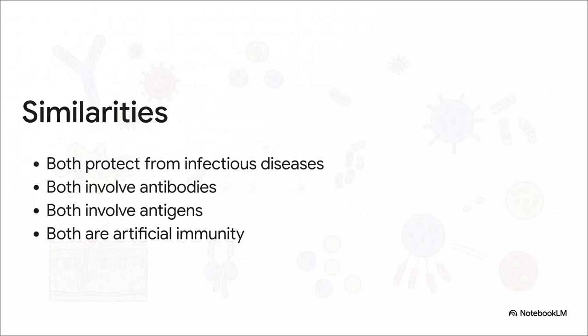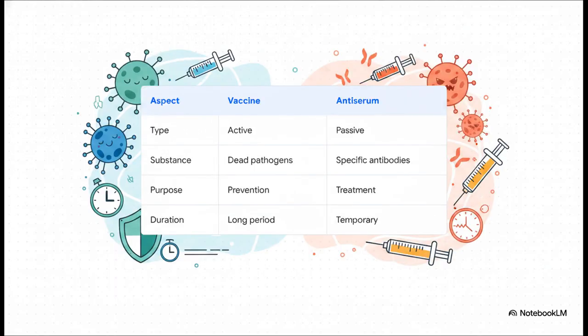Based on the marking scheme, to grab the first easy set of points, you just need to state the fundamental biological facts. Both vaccines and antiserums protect the body from infectious diseases. Both of them inherently involve antibodies and antigens in their mechanisms. And, tying right back to our grid from earlier, both are categorized as forms of artificial immunity. And this brilliantly illustrates how to structure your differences for the remaining marks. You literally just contrast them directly.